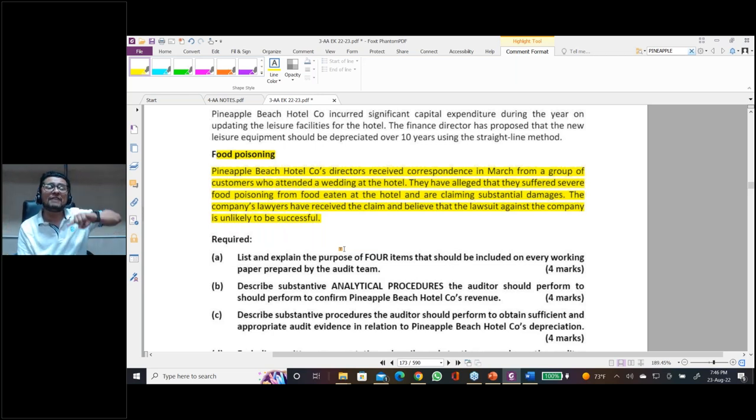Last but not the least, if they have recognized a provision, or if they have disclosed it as a contingent liability, I need to review the disclosure notes. So can I have confirmation? Are you clear on the substantive procedures with respect to this food poisoning claim, that is on provision? Are you clear? Please confirm. Amen, Fatma, Osama, Chivani, Bilal, thank you. Well done. Okay, Fiza, all of you are clear.